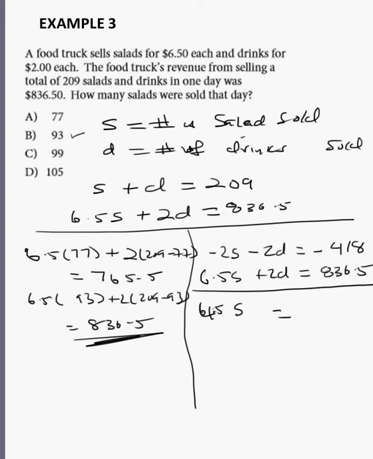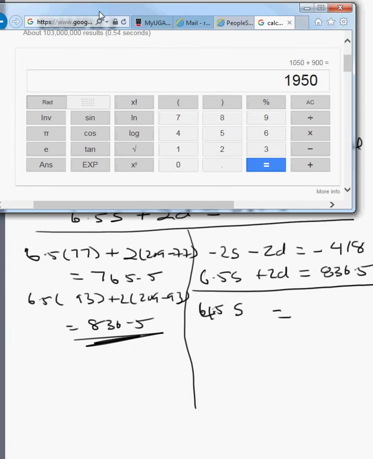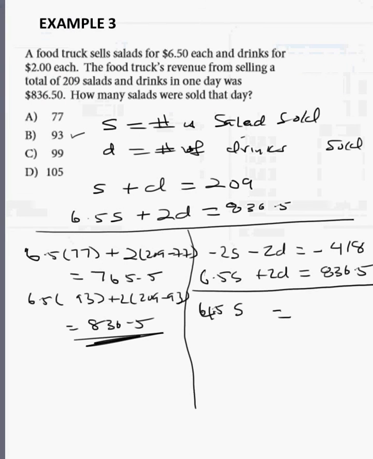So let's bring our calculator here. So we have 836.5 minus 418. That's 418.5, so just exactly half of that. So now we come back here and say this is now 418.5. So we divide this by 4.5.